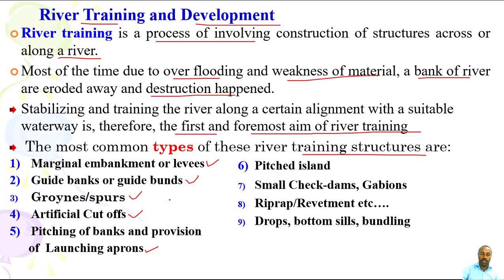Again, these are river training structures: pitched islands, small check dams, gabions, riprap or revetment, and also drops, bottom seals, and bundling. You may provide them either parallel or perpendicular to the stream flow, depending upon the type of structure.